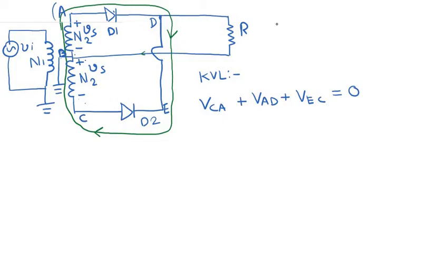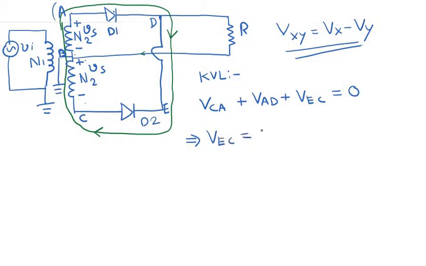Okay, where we are following the notation that Vxy is basically Vx minus Vy. Okay, so this is basically the notation that we are following. This basically means that VEC is equal to minus VAD plus VCA.